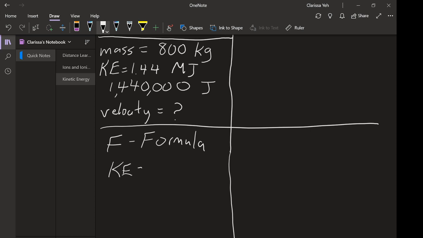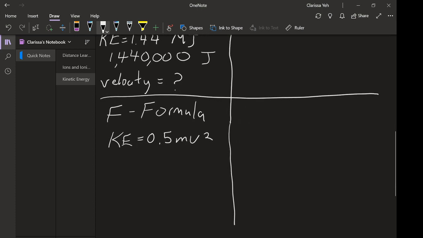So I'm writing out KE equals 0.5 mv squared. And plus, if you write out the formula again and again, it makes it easier where you then memorize it without even thinking about needing to memorize it.